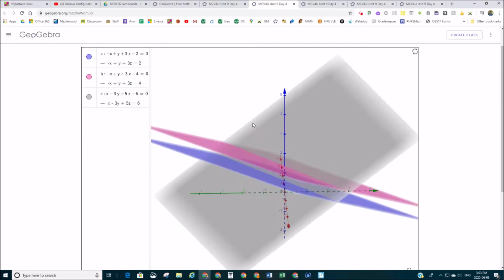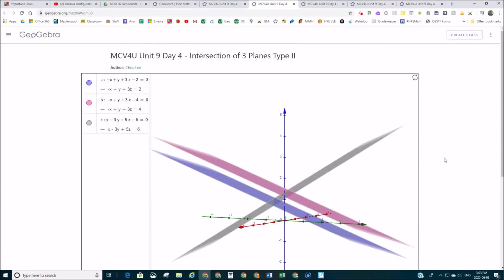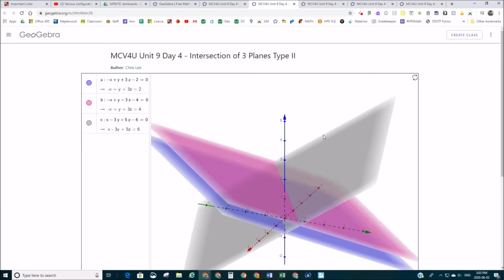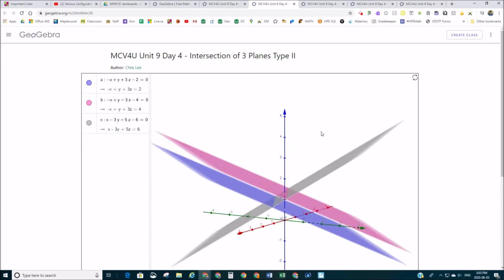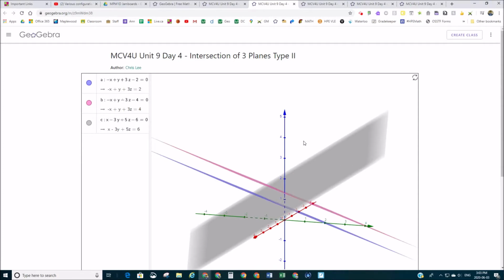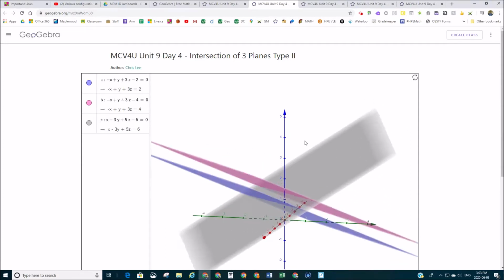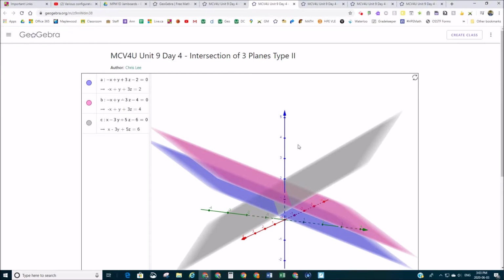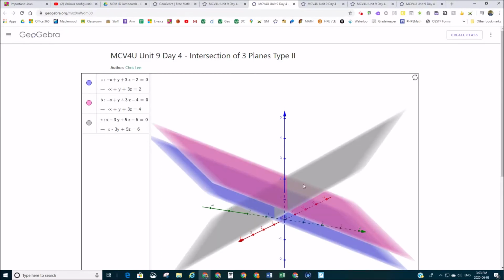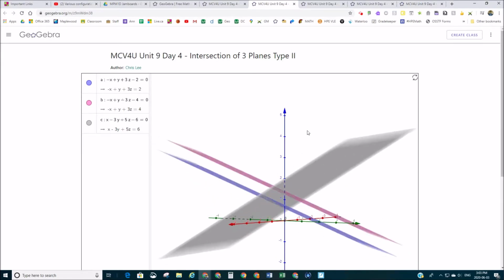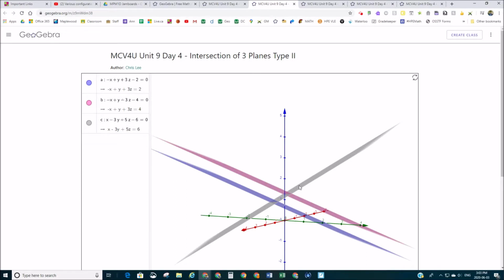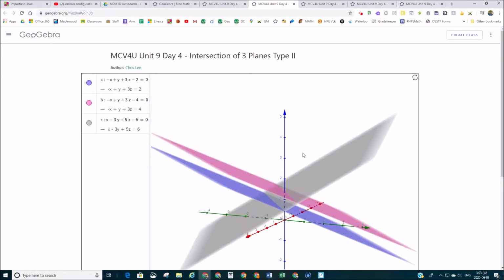Okay, and so this is a possibility. This is called a Type 2 possibility, where 2 of the planes are parallel and distinct, and the third one cuts through them and is not the same. So if we're investigating the intersection of 3 planes, while there is an intersection between the gray and pink and the gray and blue, there is no common intersection between all 3 of them. There's no spot where all 3 of them intersect. And so as a result, the conclusion for this type is also that there is no common intersection of these 3 planes.